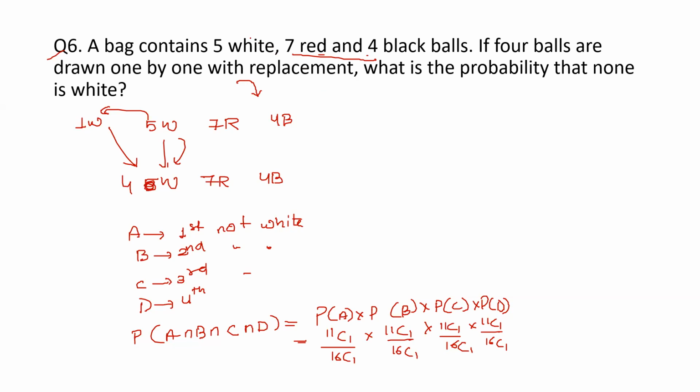In this question, Abdur, you need to find the probability that none of the balls is white. You are picking 4 balls. So I have taken A as first ball not white, B, second ball is not white, C, third is not white, D, fourth is not white. We need A intersection B, C, D. As all these are independent events, P(A) into P(B) into P(C) into P(D). Now, what is the probability of A? You are picking a ball and that should not be white. So the remaining balls are 7 plus 4, which is 11, so 11C1 by total 16C1. Clear, Abdul? Is it clear, Abdul? Okay, great. Now please complete this, all of you. Raise your hand when you are done, then we will start the next.